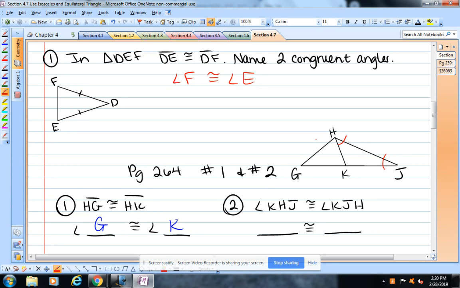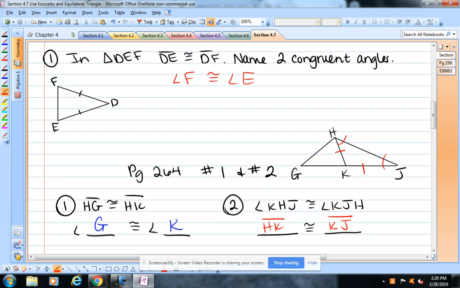Well, not HJ, because it's between them. HK with which one? KJ. Right? Because K would be your vertex angle. If these two are the base angles, this has to be the vertex angle. So that means the two sides that make it isosceles would be off of that. Does that make sense? Okay, so then we can say segment HK is congruent to KJ. Make sense?